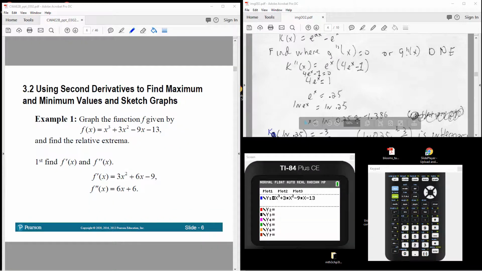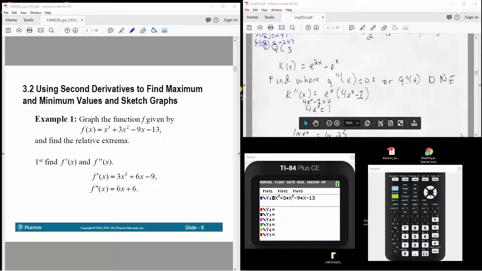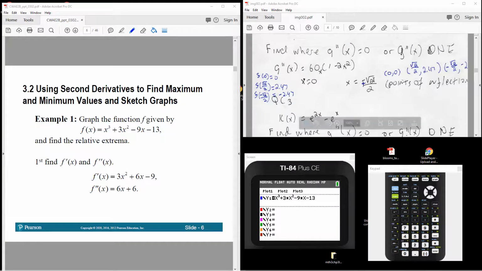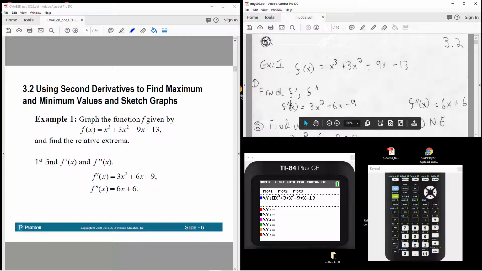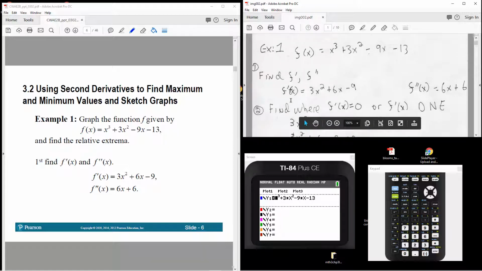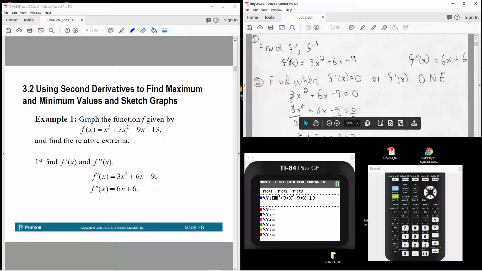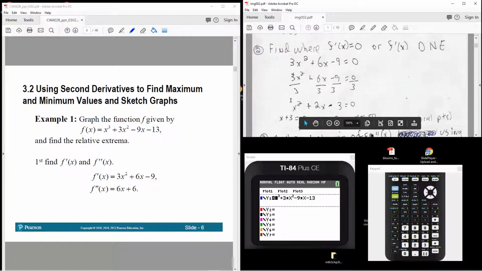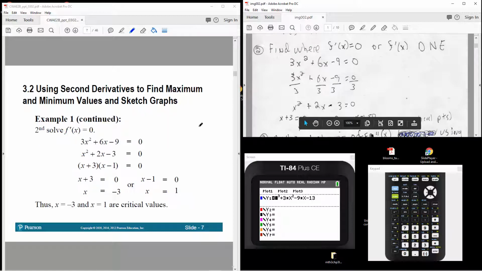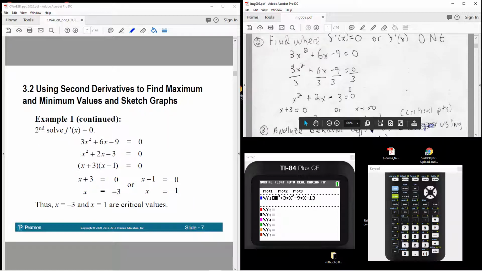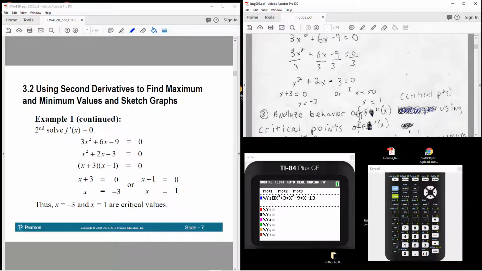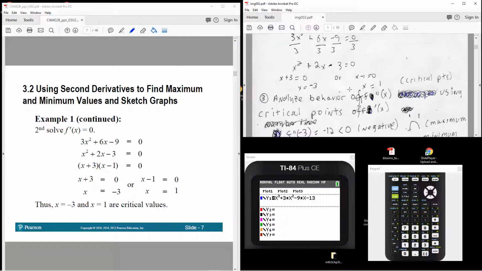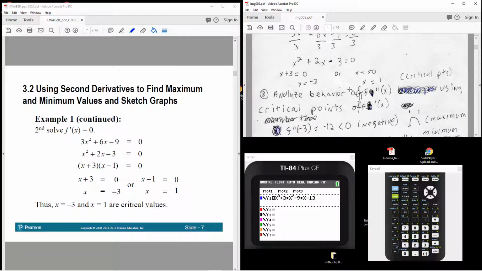Here they ask us to graph the function by finding relative extrema. So I find f prime, the first and second derivative. Then I set that first derivative equal to 0. So you have critical points at -3 and 1. So I check the behavior of the second derivative using those critical points.